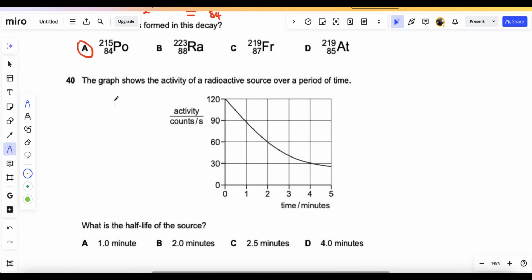The graph shows activity of a radioactive salt over a period of time. What is the half-life? Since the activity starts from 120, you go to half of 120. Half of 120 is 60. Trace 60 on the graph and trace it down to the minute column. So it's 2 minutes. So our answer is B, 2 minutes. So it's easy.